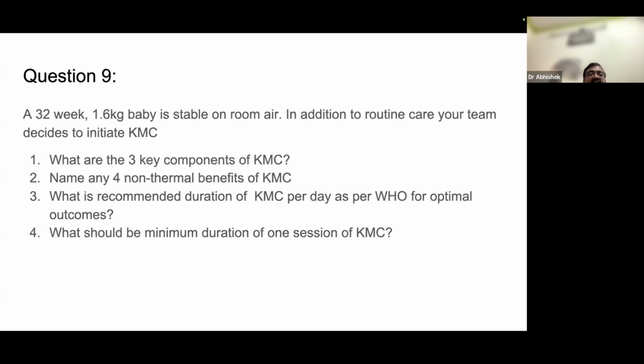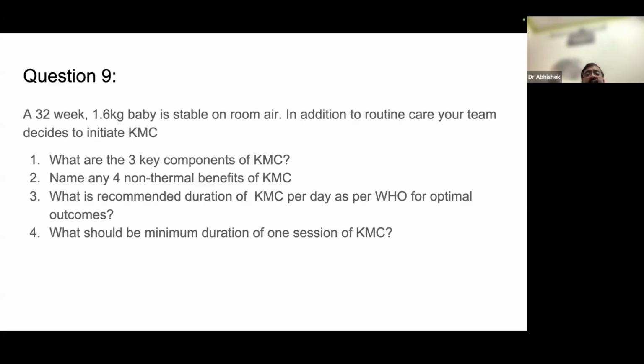All right. Okay. Ninth question. You have a 32-weeker 1.6 kg. In addition to routine care, your team decides to initiate KMC. What are the three components of KMC? Yeah, it's KMC feeding, KMC position, and KMC early discharge. I think Navdeep, Anushka have answered right, including Abdul, Sagarika as well.